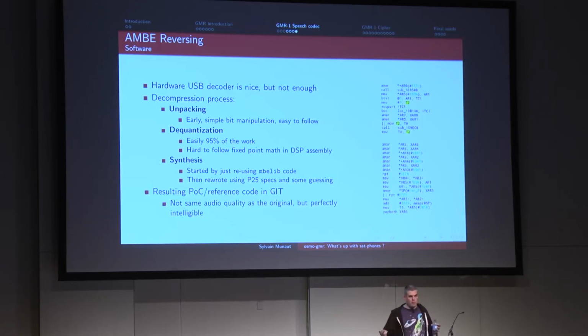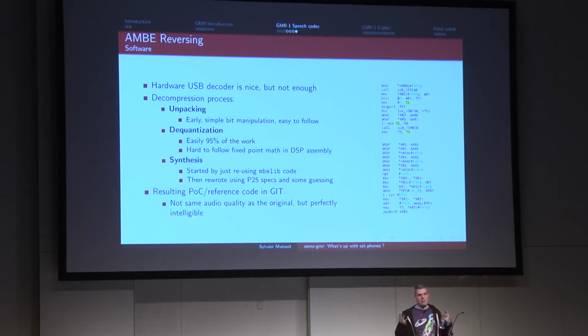But it produced something where you could follow a conversation, and it worked. I was still not really happy about it because the code quality of MBLib is really not that good. Its performance is also not that good. It wasn't actually faster than the hardware decoder. So in the end, I just went back to the actual P25 specifications that I had and rewrote a clean implementation of the synthesis step.